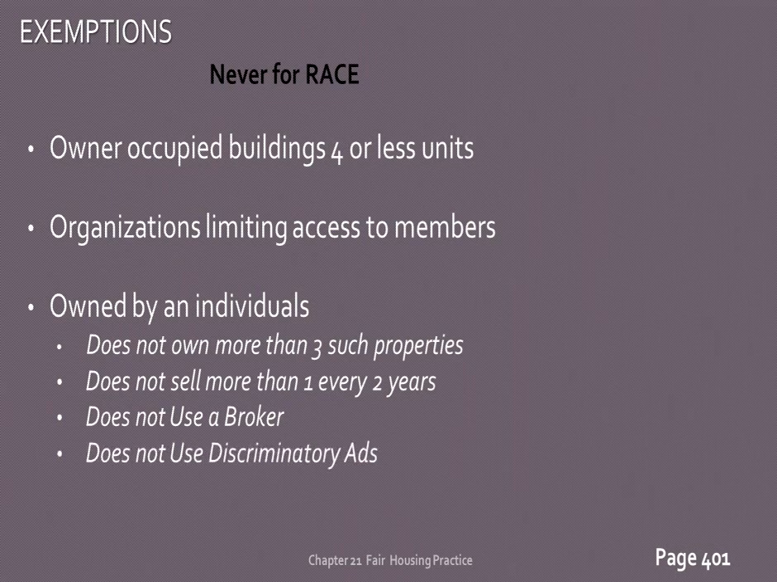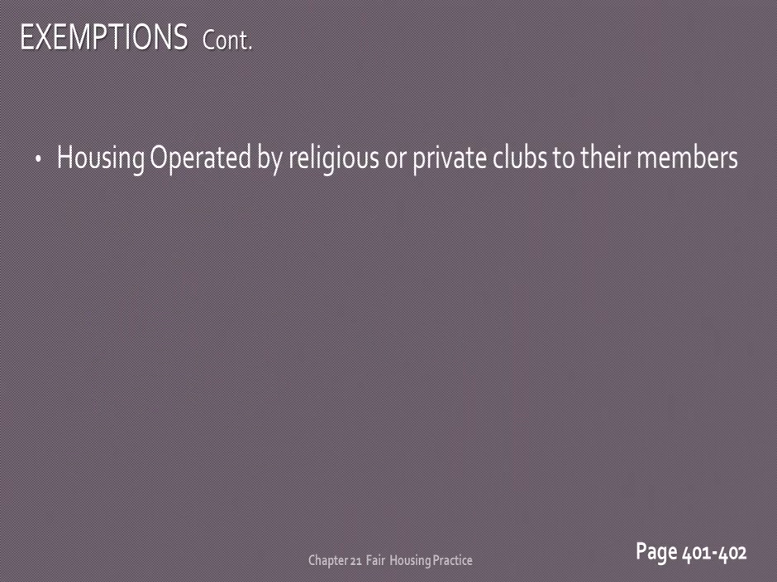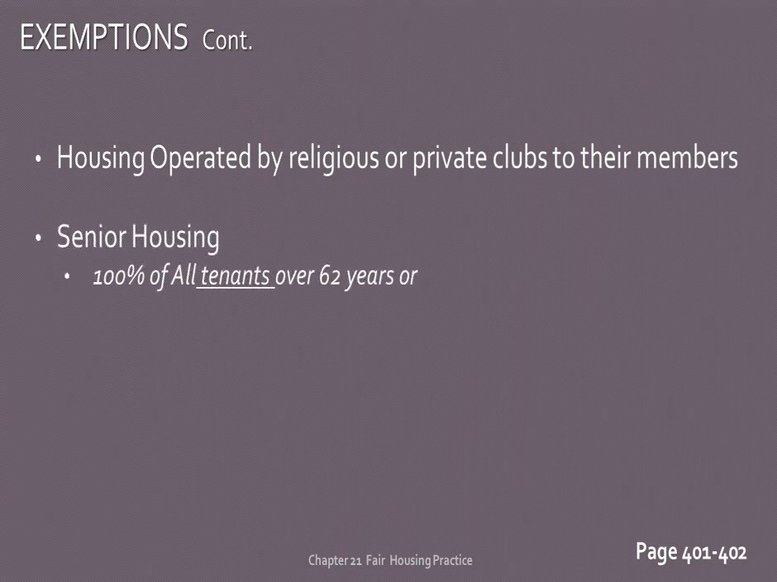So an individual who technically owns a 1 to 4 unit building can technically discriminate, except for race, if they meet those 4 requirements. They're owned by individuals. Housing operated by religious or private clubs to their members. Senior housing, but only if you qualify, and that's where all individuals in the housing project are 62 years of age or older, or 80% of them are 55 or older to qualify for senior citizen housing. And that would primarily be designed to exempt people with children.